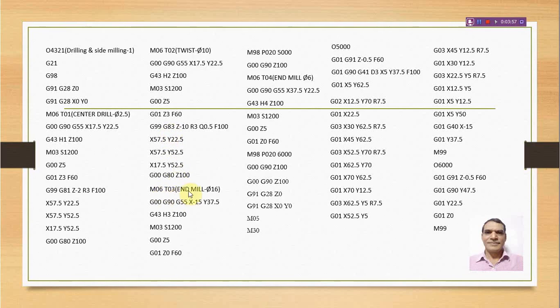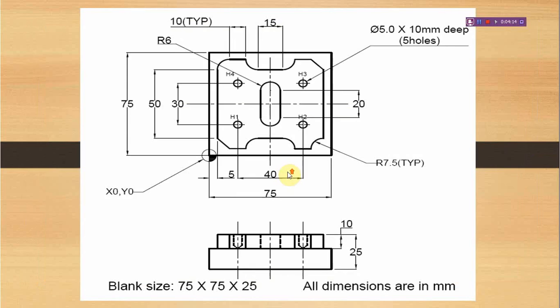Tool number 3 we are calling. This is for the side milling operation or end milling operation. The diameter of the cutter is 16 mm or 14 mm. Any one we can select, that depends upon the area we have. And then position the cutter at X minus 15 and Y 37.5. So now the tool is outside of the workpiece.